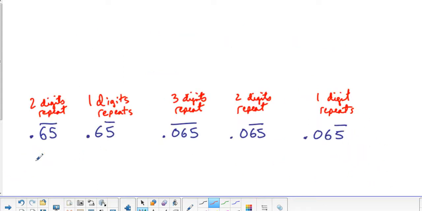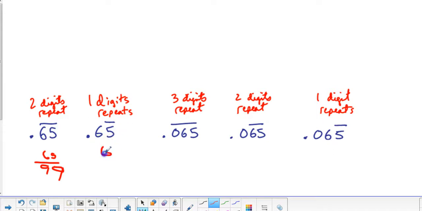And we remember that the number of nines is equal to the number of digits that repeat. Here, this is 0.65 with 2 digits repeating. So this is going to be 65 over 99. So 2 digits repeat, 2 nines in the denominator. If I could write this out, you'd see what I mean. Now here, 1 digit repeats, so there's only 1 nine in the denominator.